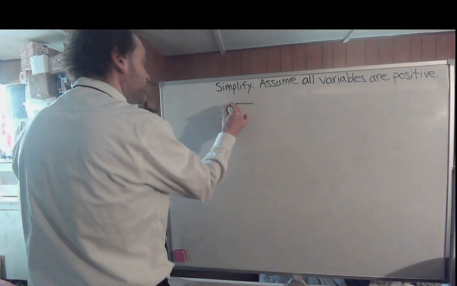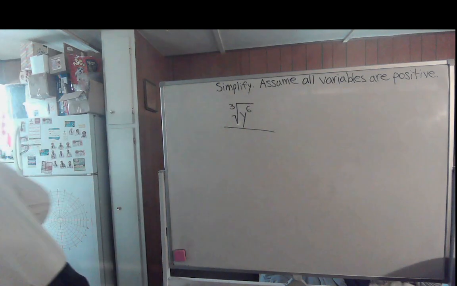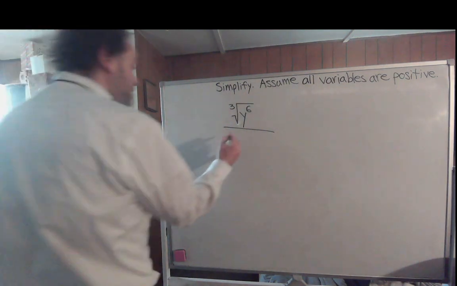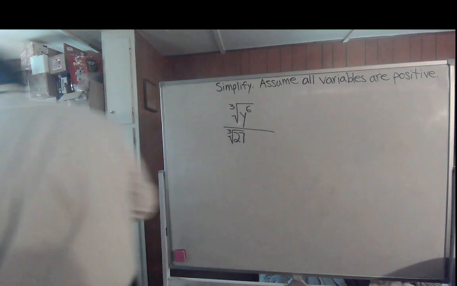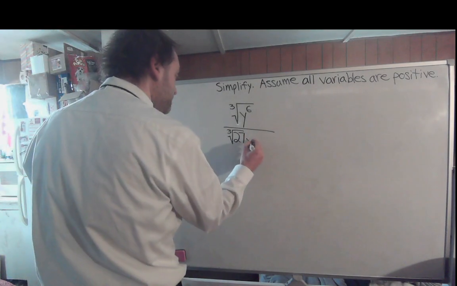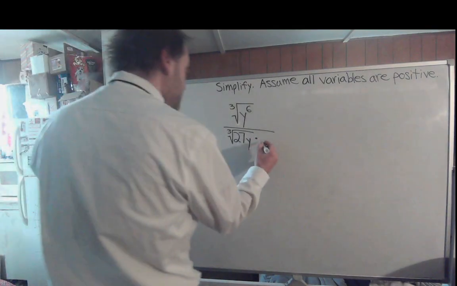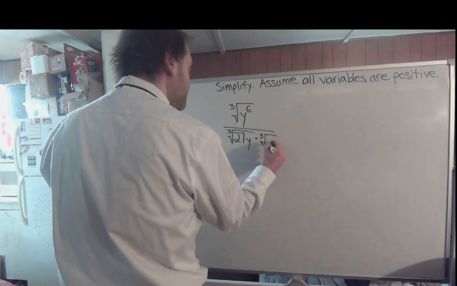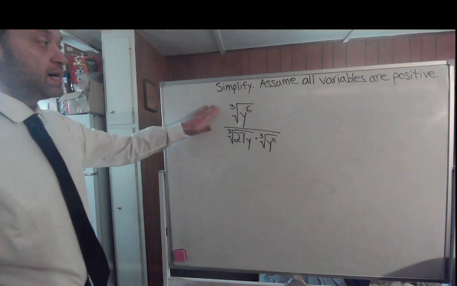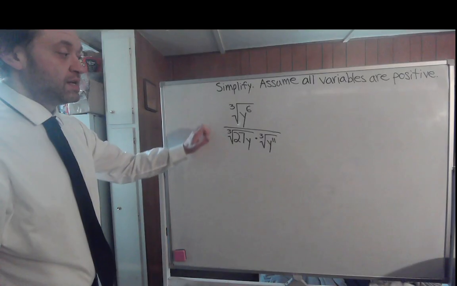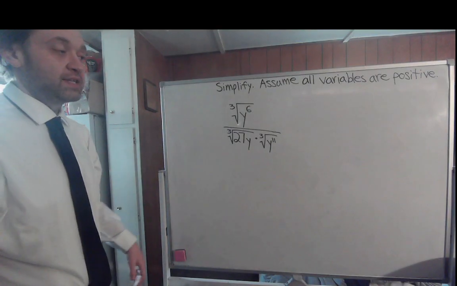Alright, let's see. We have the third root of y to the sixth, all that, divided by the third root of 27y times the third root of y to the 11th.